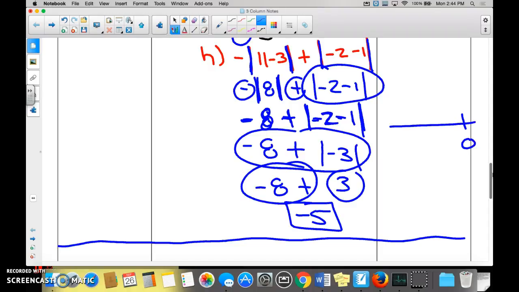So you made a number line. You put a 0 here. You put a -8 here, because that's where we're starting, right? And you added 3 to that. So you went -7, -6, -5, right? And that was your answer. Yes or no? Yes. Questions?